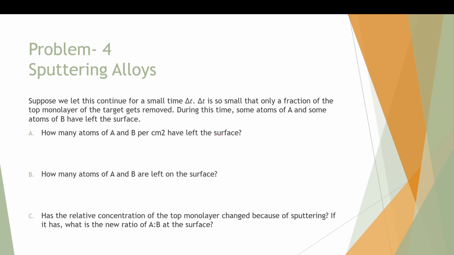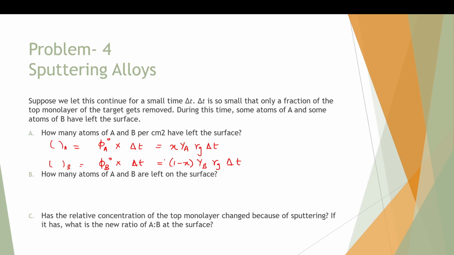So, the number of atoms that leave the surface will be the sputtering rate into the time, right. So, we know that the sputtering rate is phi A naught into delta t, and we had determined this phi A naught in the last question. That came out to be X Y_A R_G into delta t. Similarly, the number of atoms of B per centimeter square that have left the surface will be phi B naught into delta t, that will be equal to (1 minus X) Y_B R_G delta t. Okay.